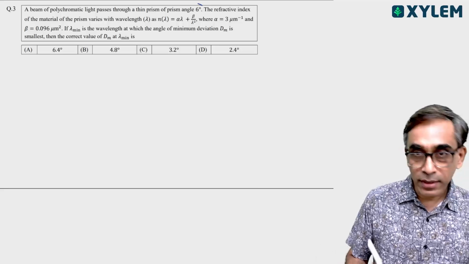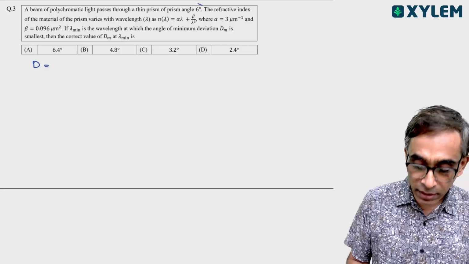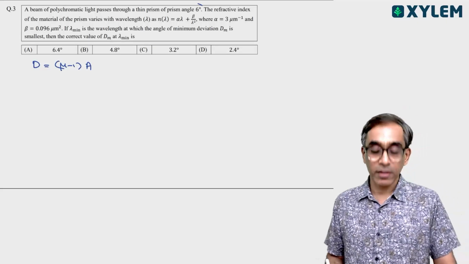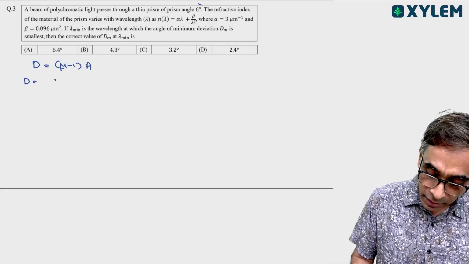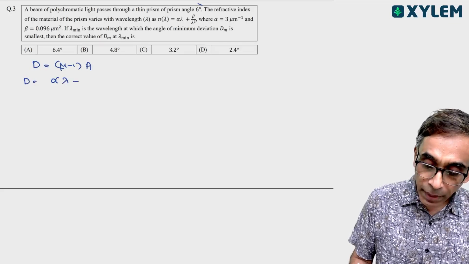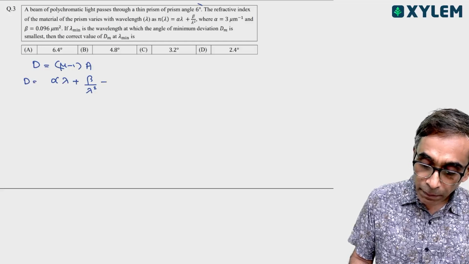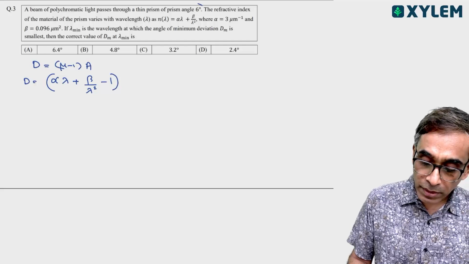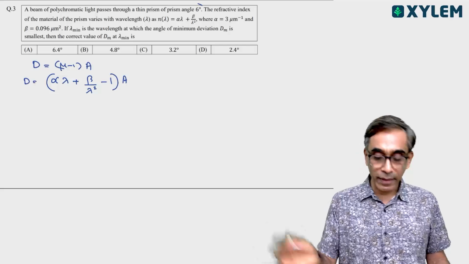See, we know that the angle of minimum deviation, we write it as D. For a thin prism it is (mu minus 1) into A, and mu is given. Now we can write D here. It is given as alpha plus beta by lambda square, minus 1, into the angle of the prism, A. You can put the value later.